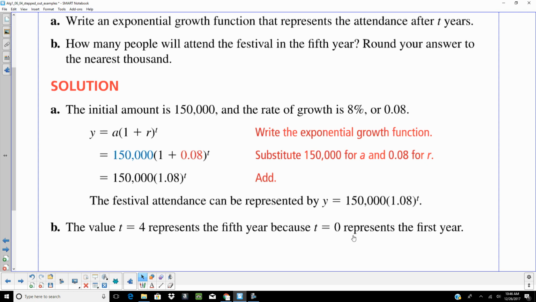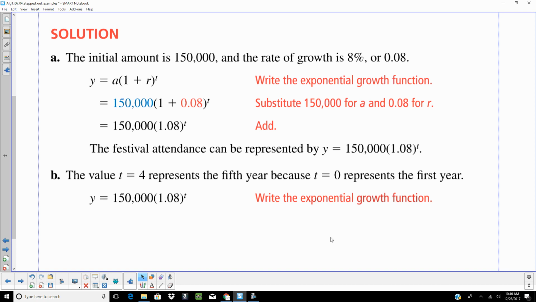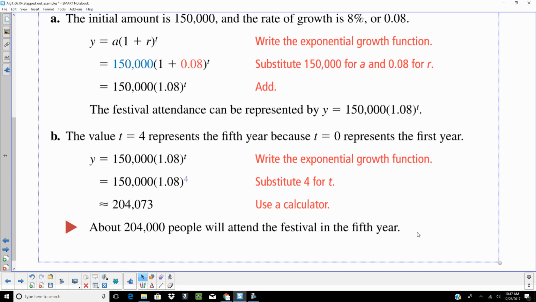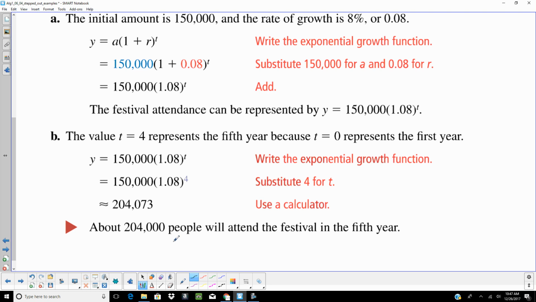And then the value t equals 4 because that's the 5th year, and t equals 0 represents the 1st year, which I think is a little bit where they're trying to trick you on that. So we go ahead, plug everything in, and you get 204,073. It says round to the nearest 1,000, so 204,000. And again, if you were having trouble with why that t is 4, 1st year is 0, 2nd year, 3rd year, 4th year, 5th year.